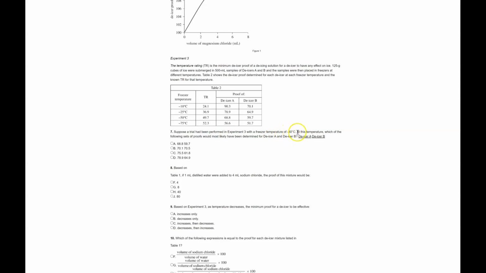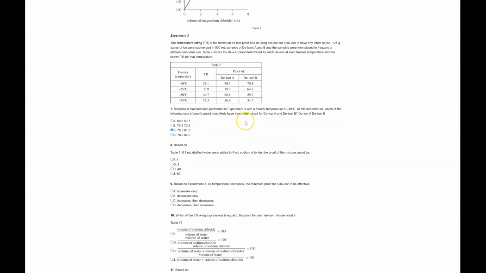And we've got a temperature of -30, so that's going to be between these two, but closer to this one. So it's going to be numbers that are closer to these, but a little smaller. So you're looking at C, because it's just a little smaller than D. All right, number 8.